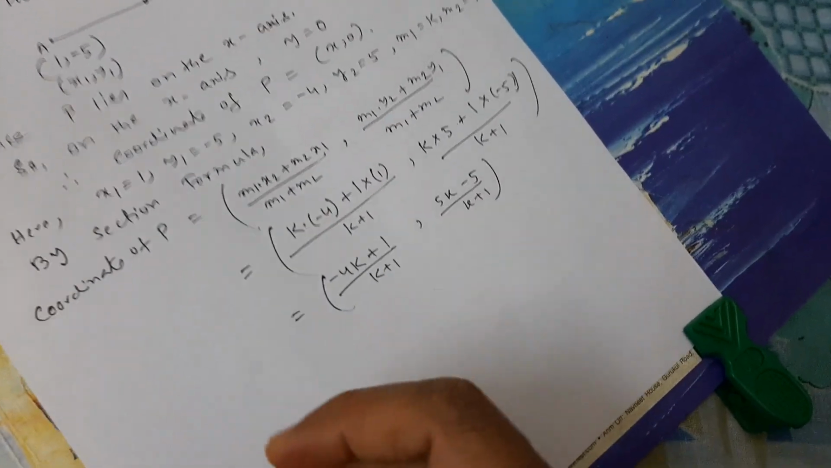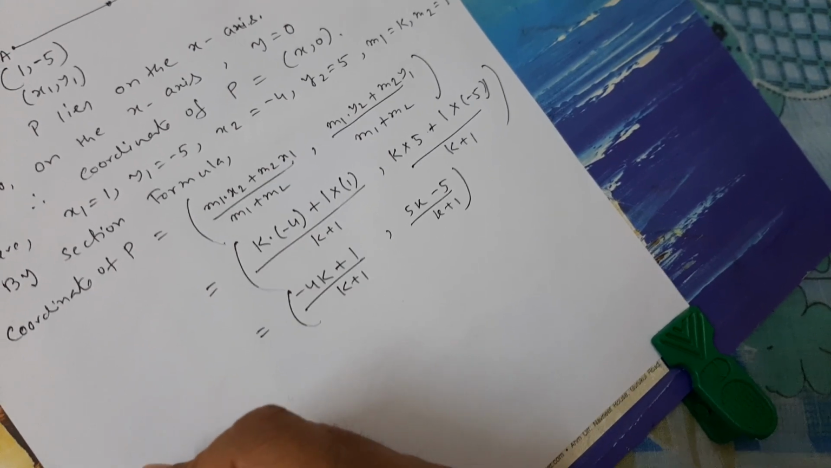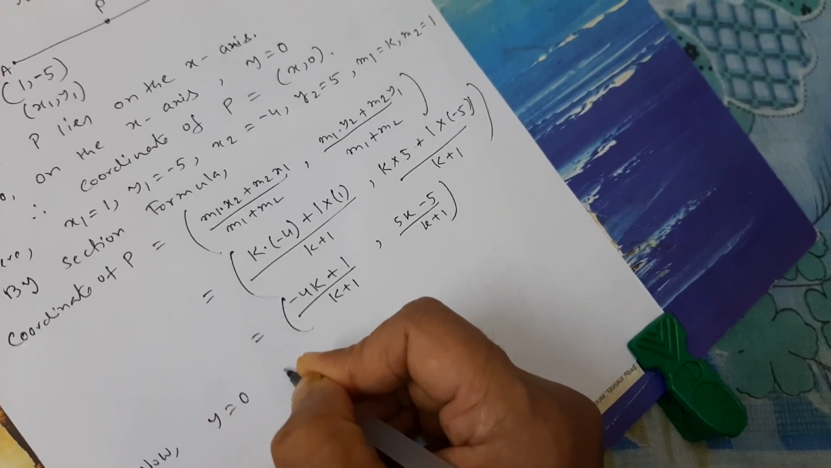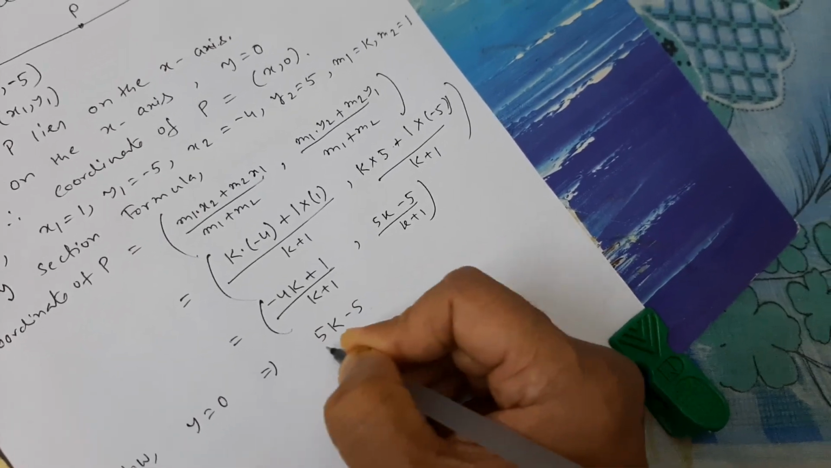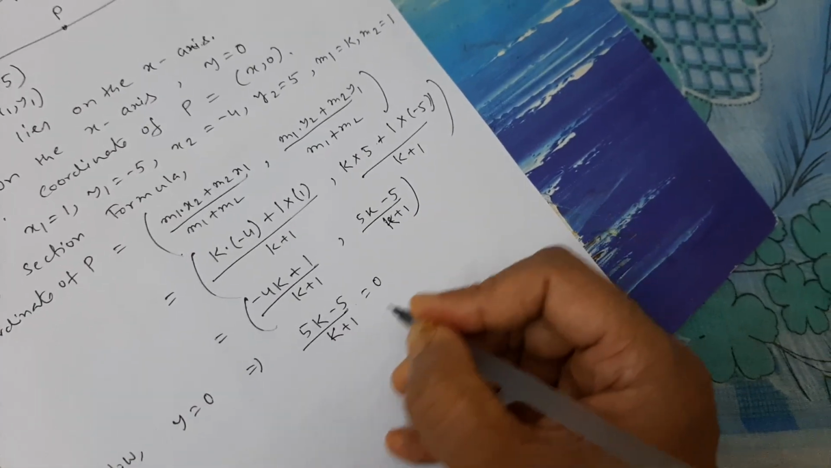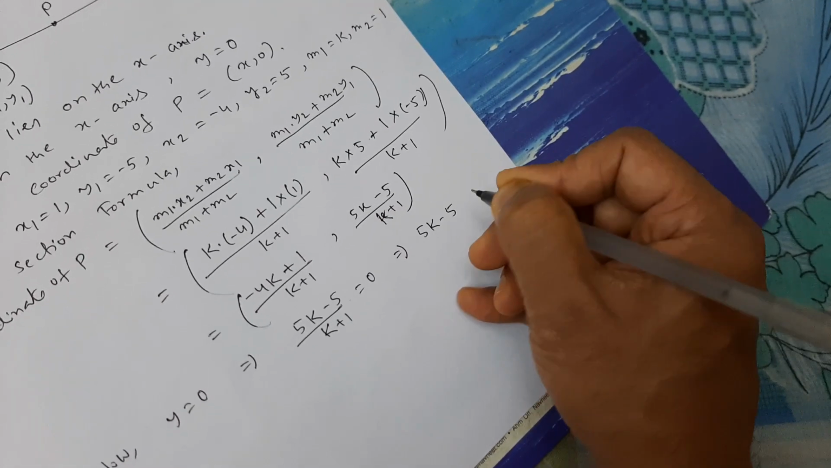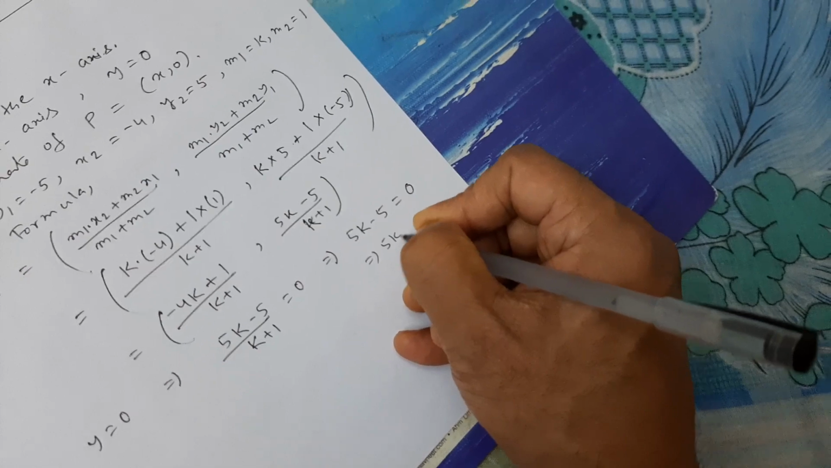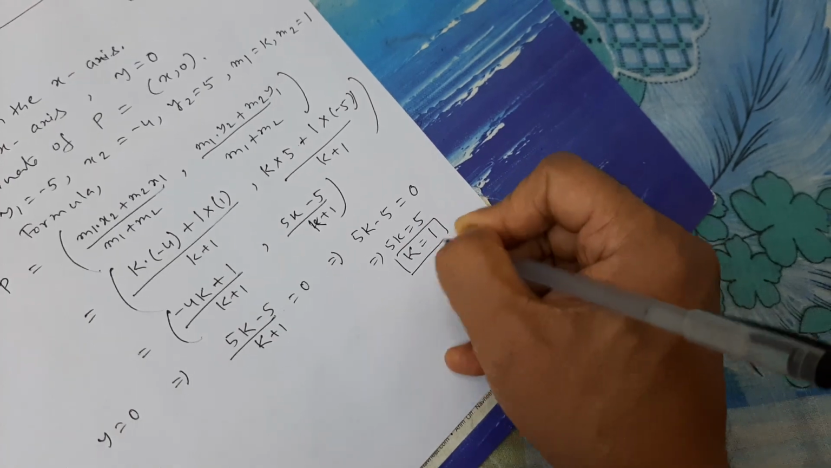This is the coordinate, and since y is 0, this means y coordinate is 0, so (5k minus 5) by (k plus 1) equal to 0. This means by cross multiply, 5k minus 5 equal to 0 into (k plus 1) equal to 0. So 5k equal to 5. 5 cancel, k equal to 1. So k equal to 1.